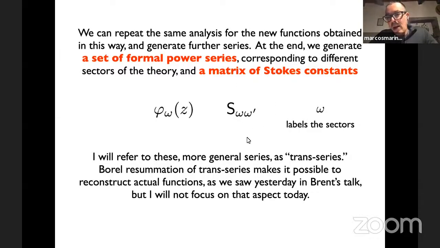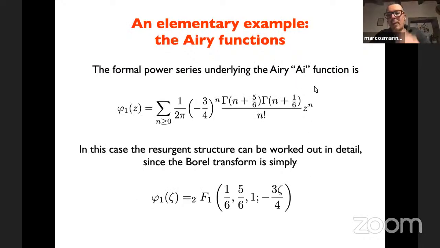Now, I want to give you, as I said before, an increasing level of complexity in the examples. So let me start with a very, very elementary example that you could find in any book on special functions. When you want to understand the asymptotics of Airy functions, you eventually find a formal power series that I wrote up here, which actually grows factorially. Its coefficients grow factorially. You see you have two gammas in the numerator and one gamma in the denominator. So this grows like n factorial.